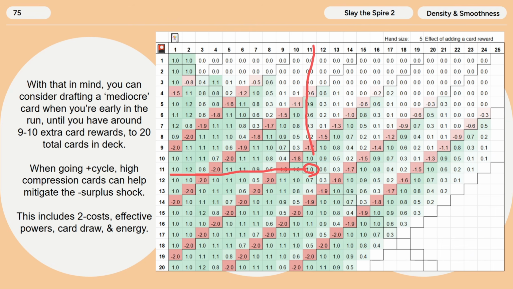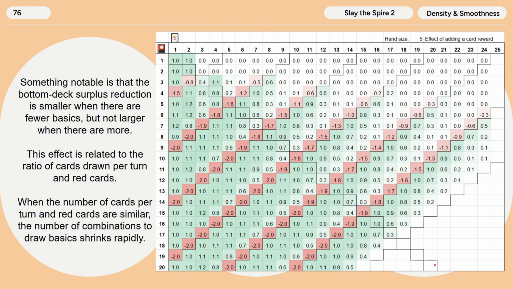When you're going plus cycle though, high compression cards can help a lot to mitigate the surplus shock. Returning to that idea of compression, 2-cost cards, effective powers that increase your compression, card draw and energy can all improve your deck regardless of its size and can help mitigate that shock of going positive on cycles. Something notable is that the bottom deck surplus reduction is smaller when there are fewer basics, but not larger when there are more. So this is the opposite of the bad card downsize premium.